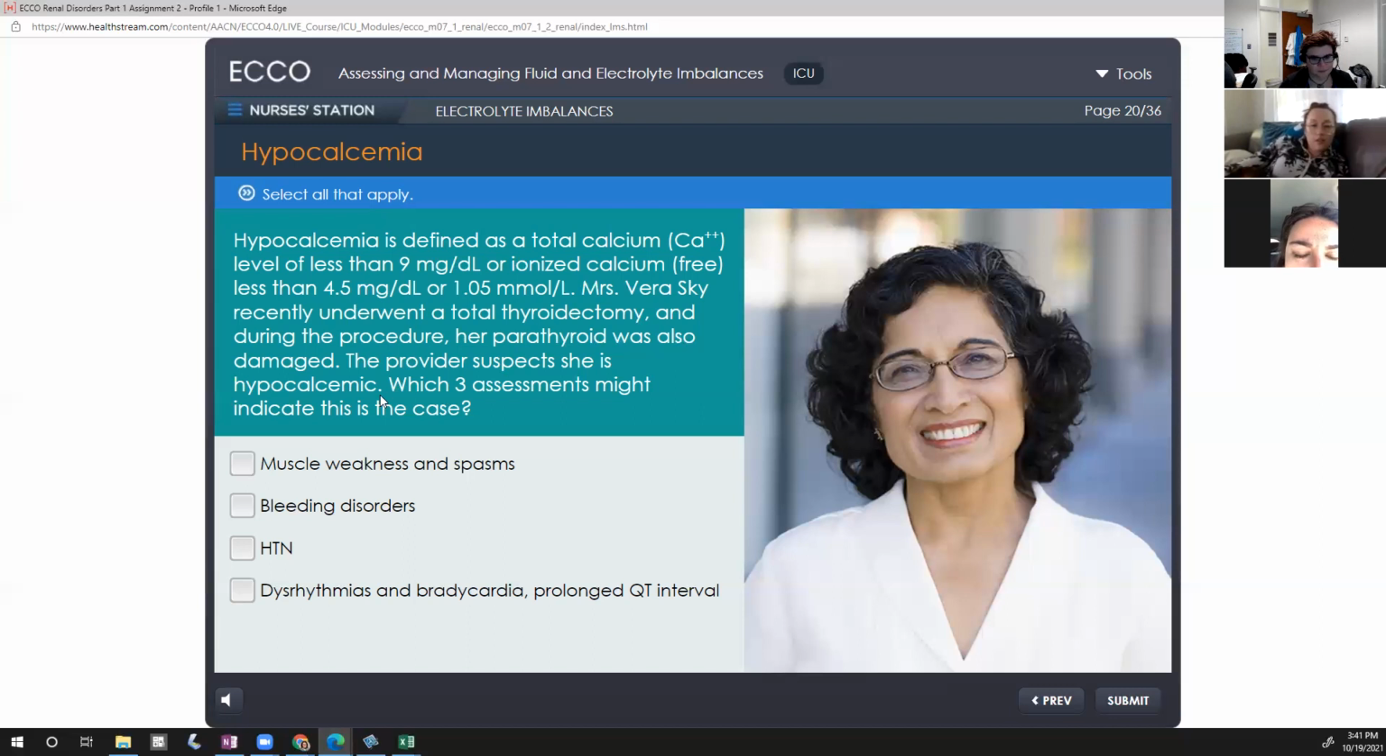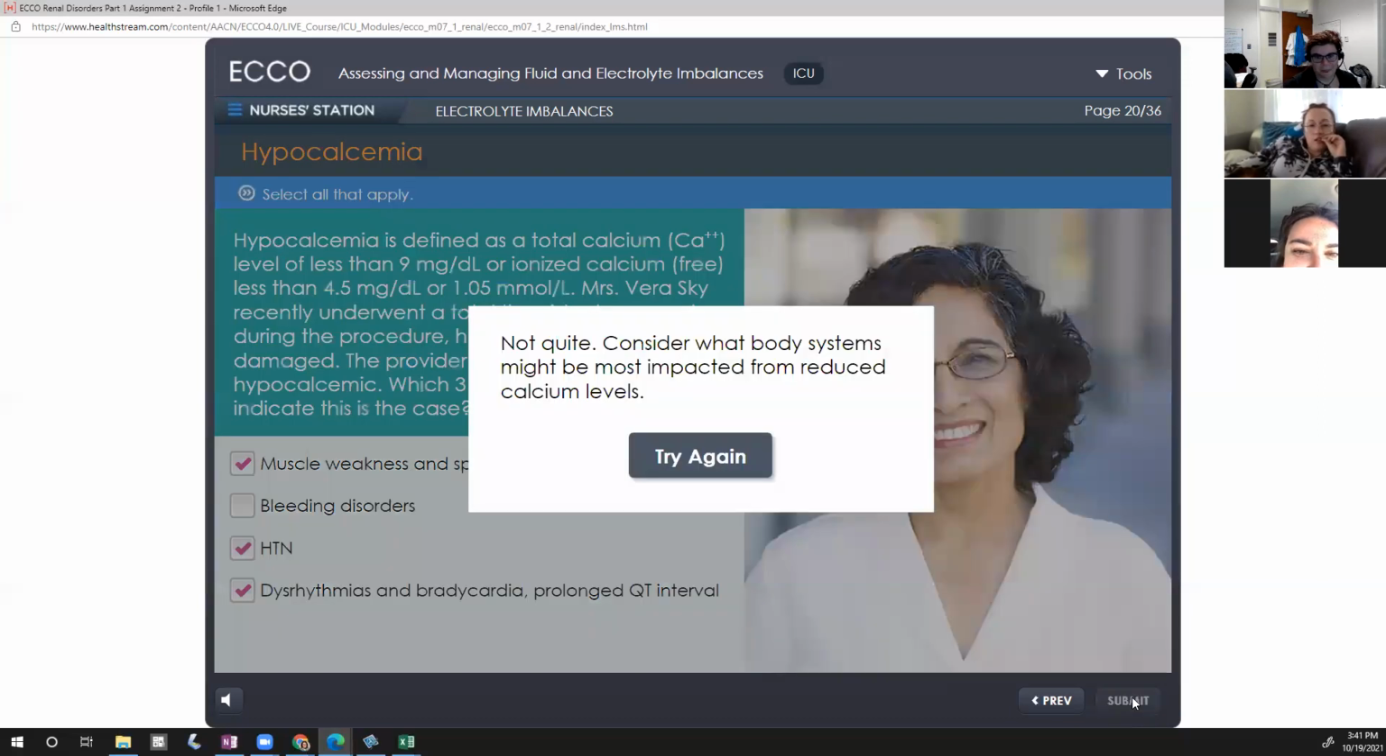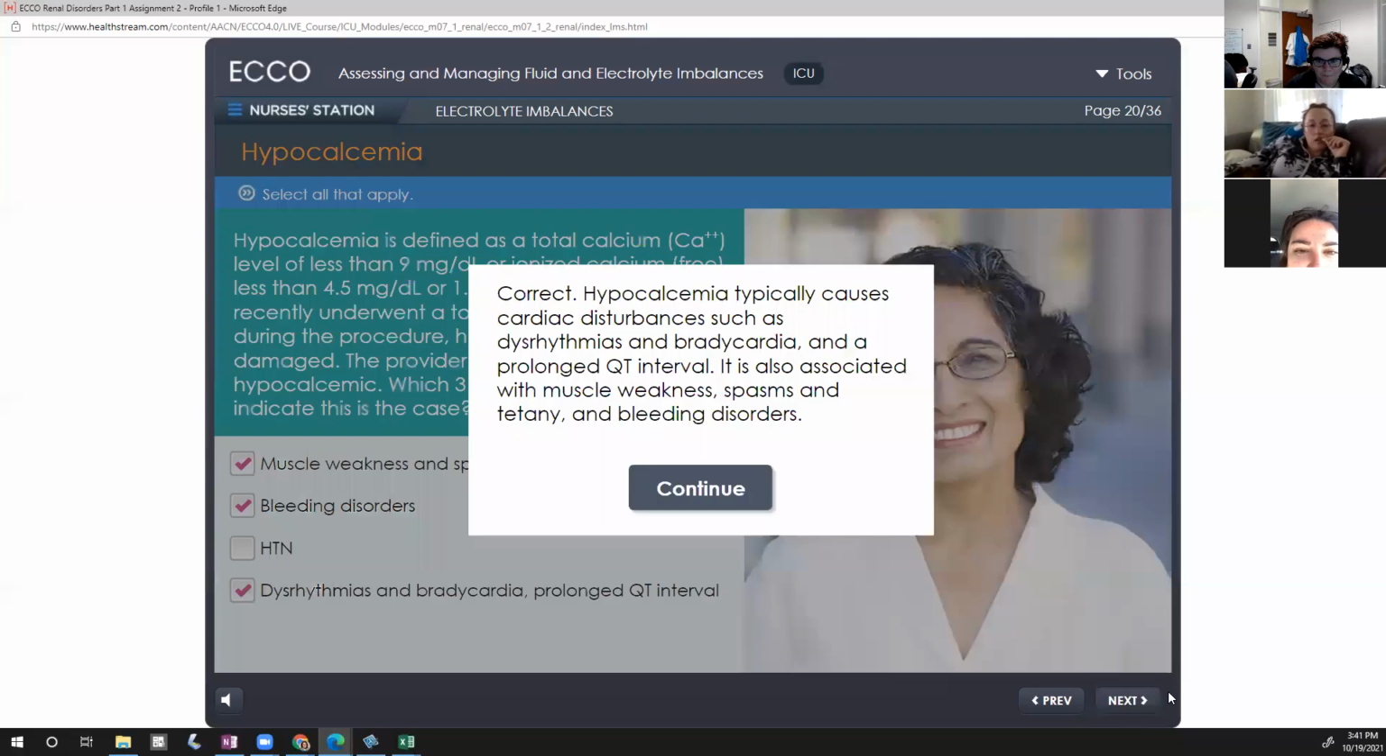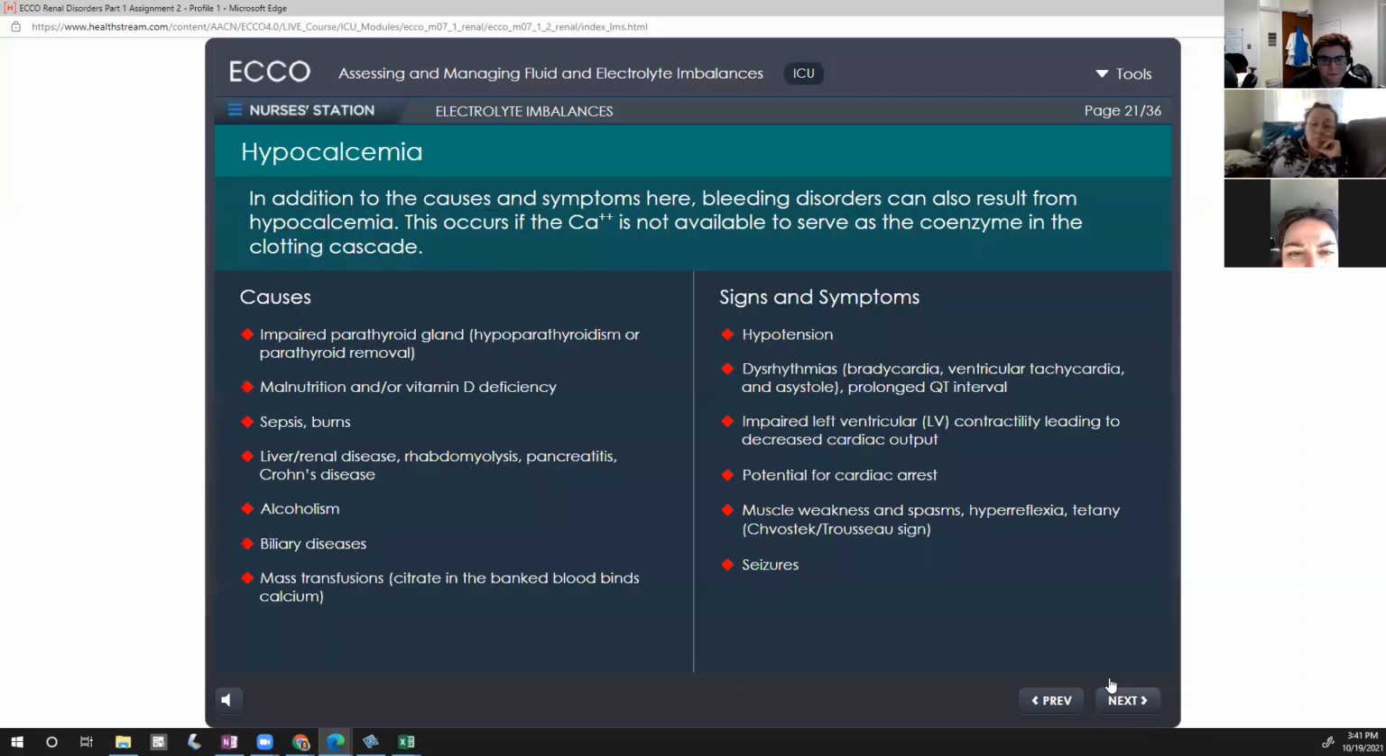Muscle weakness and spasms, dysrhythmias, and maybe hypertension. I don't know. Yeah, me neither. All right. I'm going to go with bleeding disorders because I'm pretty sure the first 2 are correct that you chose, Inga. There we go.